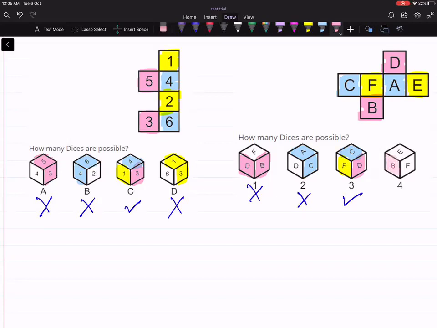Next one is B is there. So you have B, then F, and then E. So F and E are yellow, they are getting repeated. So this is an incorrect answer, right? So the correct option is dice 3. How many dices are possible? Only one dice, that is dice number 3, is possible.